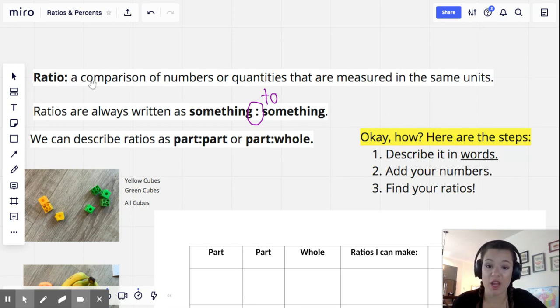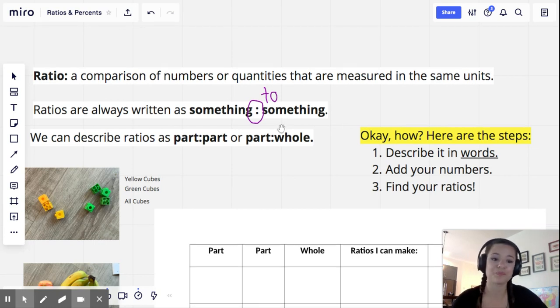A ratio is when you compare numbers or quantities that are measured in the same units. They're always written as something to something. This little colon we read as "to". So it could be how many cats to dogs, where our unit is animals. Or it could be 4 to 3 of something. Like I said, it sounds kind of odd when I'm just explaining it, so let's just work through these examples.